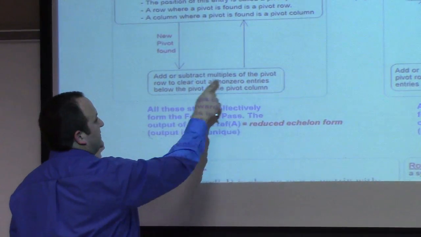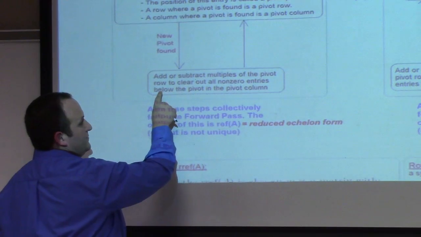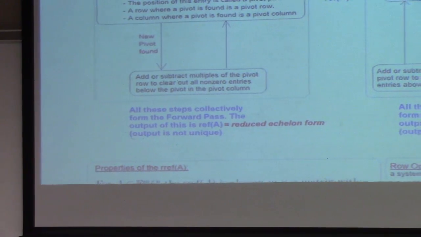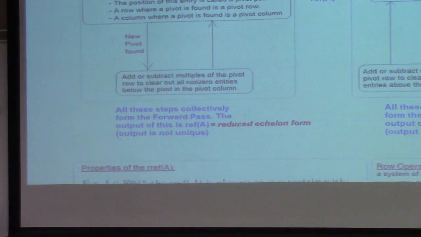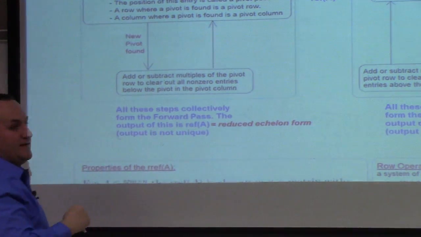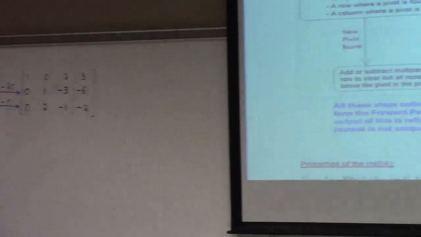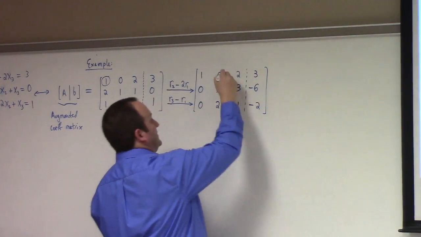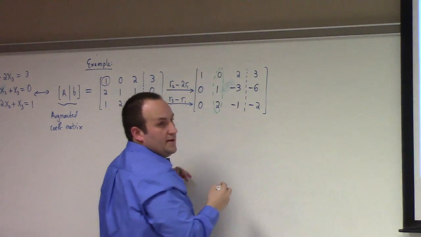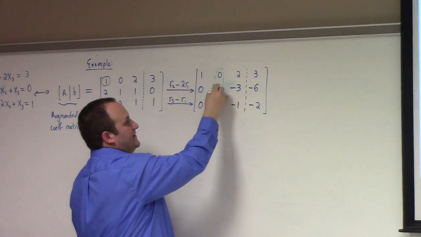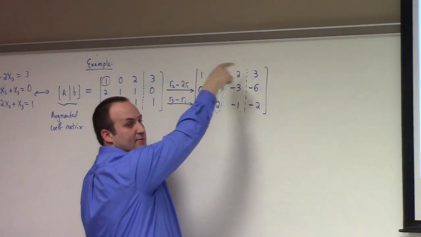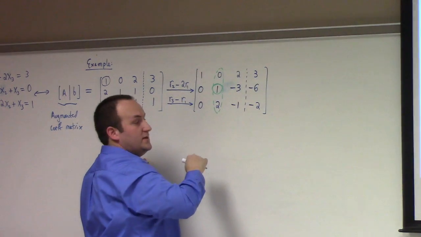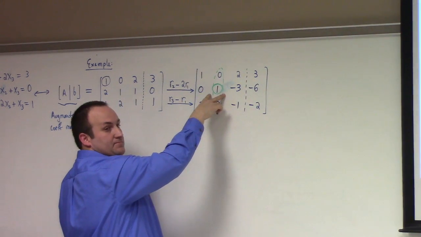Okay, at this point, I have done this step. I have added or subtracted multiples of the pivot row to clear out all non-zero entries below the pivot in the pivot column. We're now to that point. So I go back up, follow the arrow back up here, and I have to find the next non-zero column, right? Which would be what? Obviously this one, right? And the next pivot position is going to be this, right? Because the top row already has a pivot, so I can't put another. A row can only have one pivot at most. So that's my next pivot position.